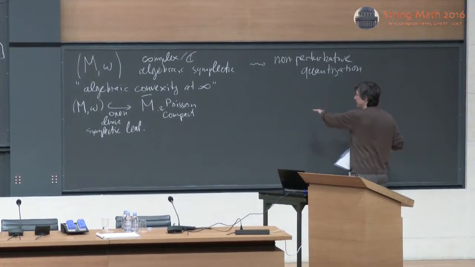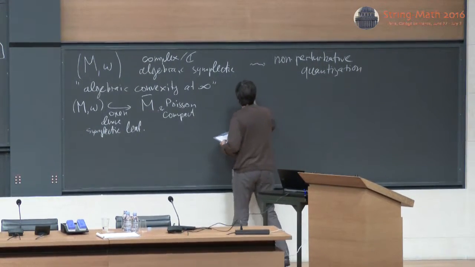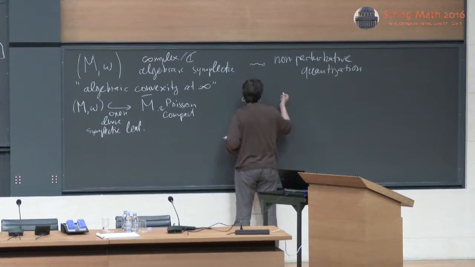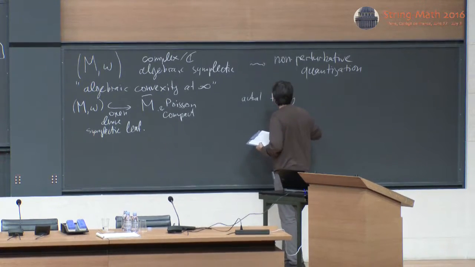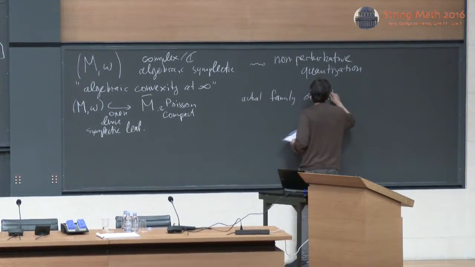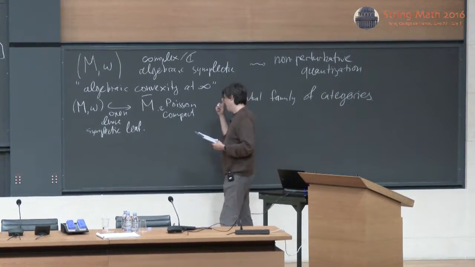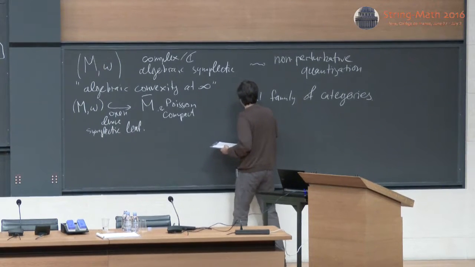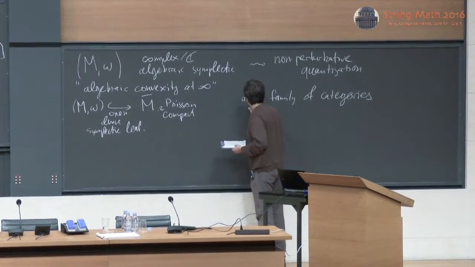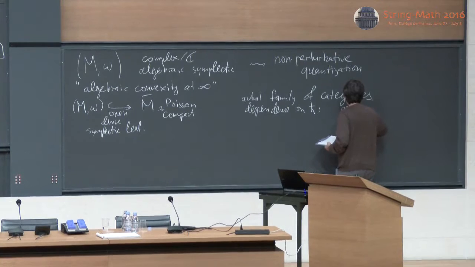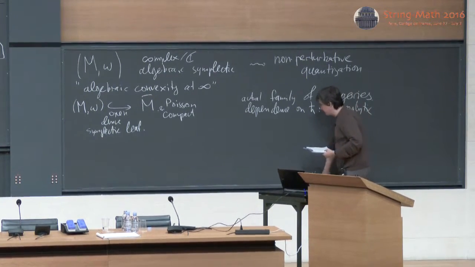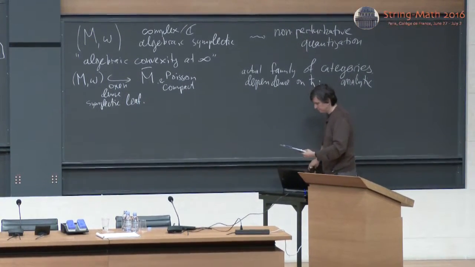So many years ago, I wrote a paper on how in this situation you get an actual family, a family of categories. The dependence on h bar is not algebraic. On h bar it's still analytic, not algebraic, but it's very close to an algebraic one in appropriate coordinates.